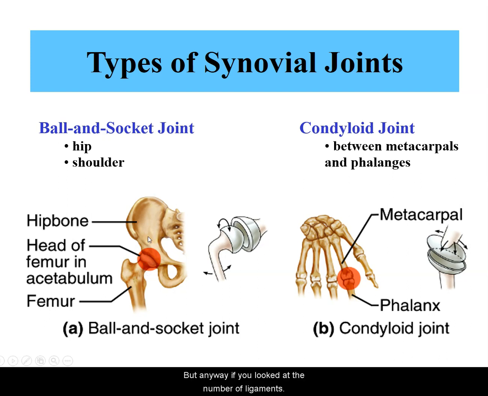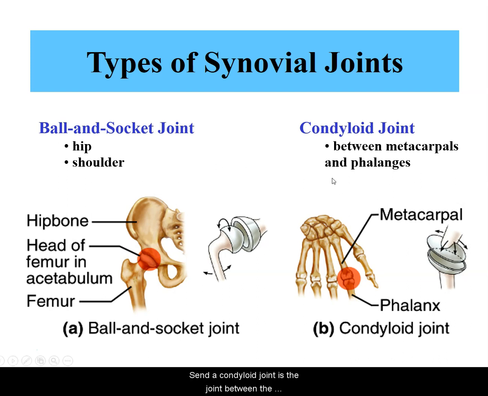All right, but anyway, if you looked at the number of ligaments that hold this joint together, there's one main one that holds that ball of the femur into the acetabulum of the coxa, but there are many, many layers of ligaments that hold the head of the femur into the acetabulum of the coxa. And because of all those ligaments and the very heavy joint capsule, this ball and socket joint will have less range of motion than the shoulder joint, which is also a ball and socket.